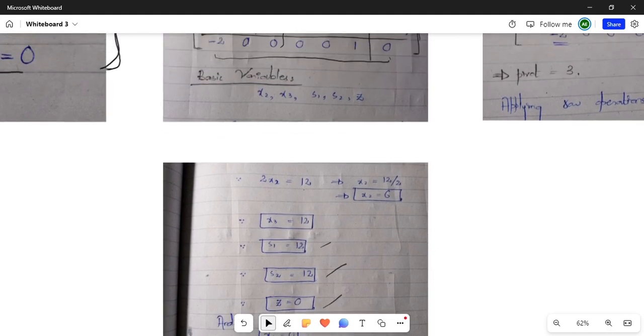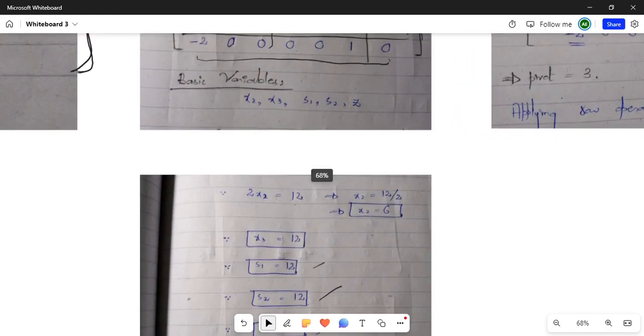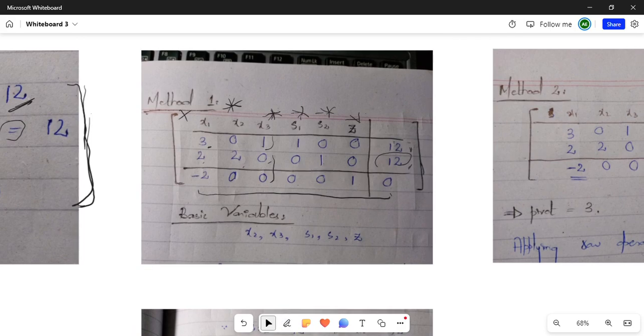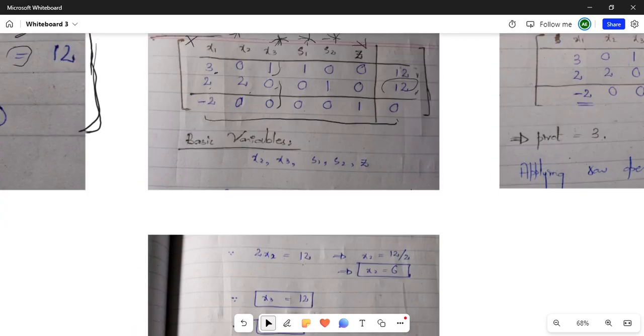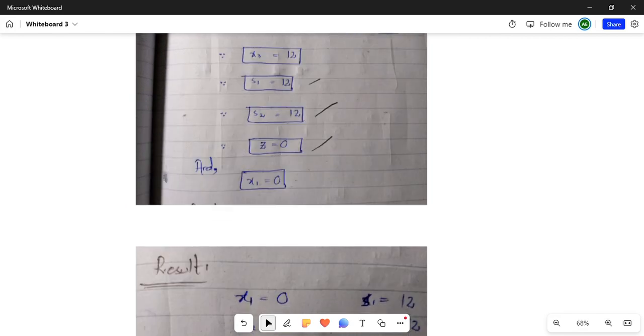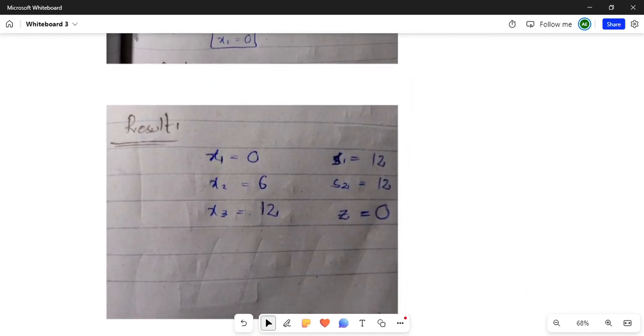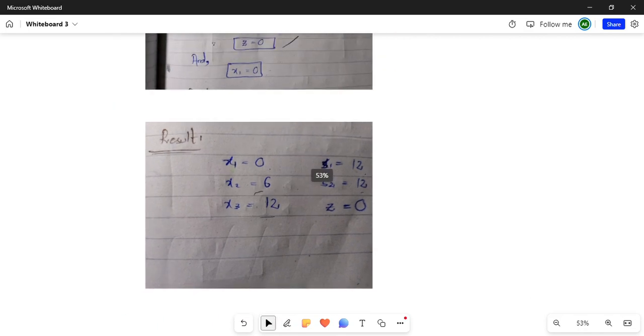As we can see here, x1 is not a basic variable, therefore we have placed it equal to 0. So the result from the first method is x1 equals 0, s1 equals 12, x2 equals 6, s2 equals 12, x3 equals 12, and z equals 0.